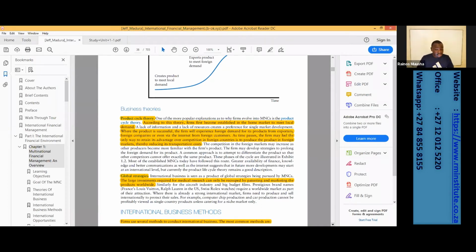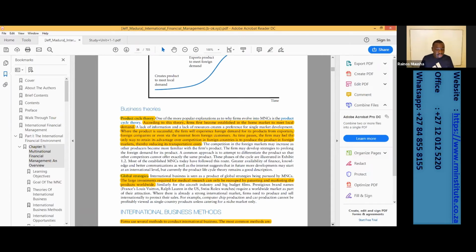Because remember, the global demand is going to be exponentially bigger than the local demand, which basically means that if the global demand is exponentially big, the revenue that they're expecting to generate is also going to be exponentially big, which means that the profitability they're going to be able to produce is also going to be exponentially big. And also in the long run, they're able to maximize the value of the firm as well.